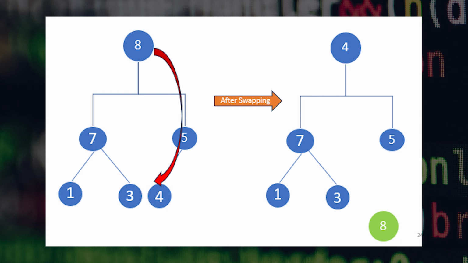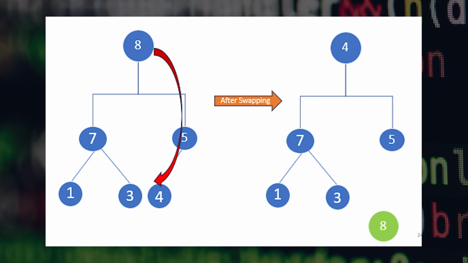So what we have to do? We have to delete the root element, that is 8, and after that we will replace it with the last element of the last level, that is 4. Now 4 is the root element after swapping, and the left child of 4 is 7 and the right child of 4 is 5. The left child of 7 is 1 and the right child of 7 is 3. Now that 8 that we removed from the root node, we can say that it is already sorted.